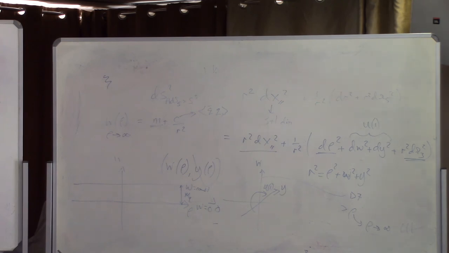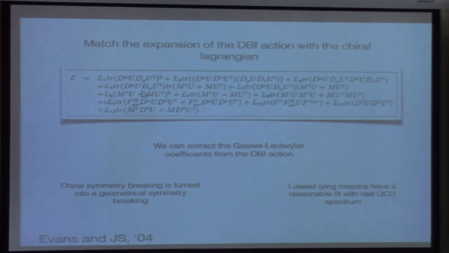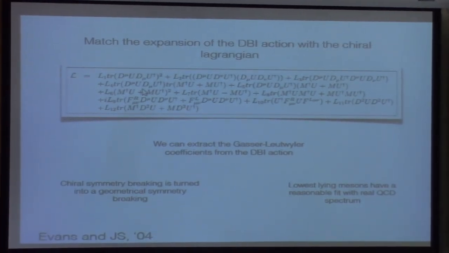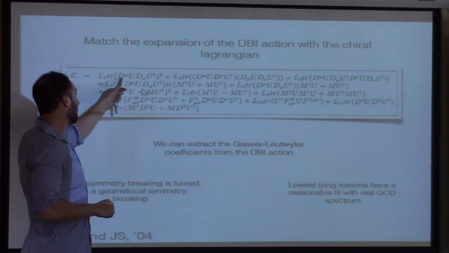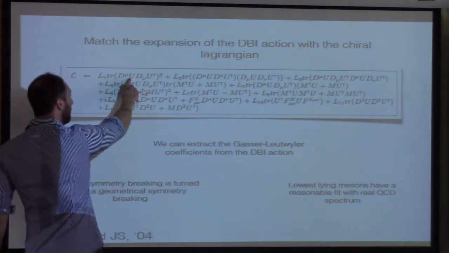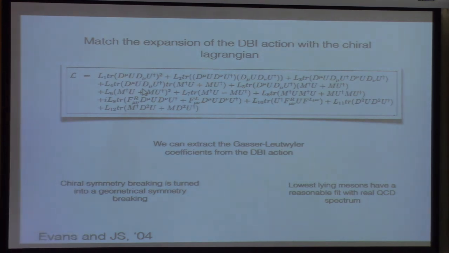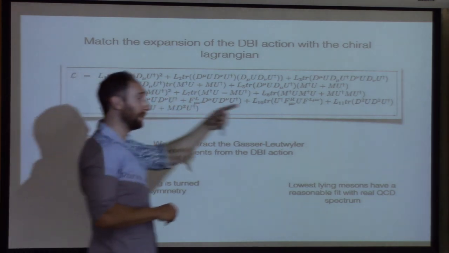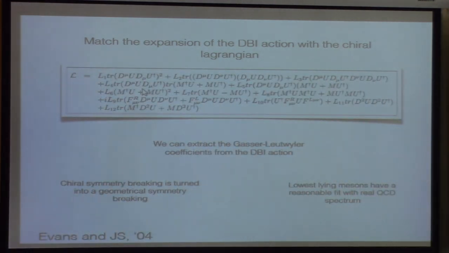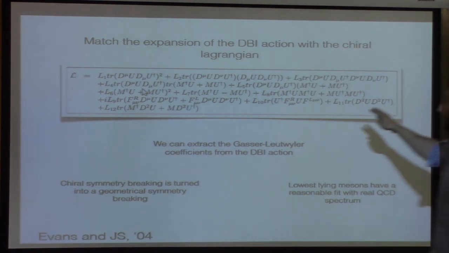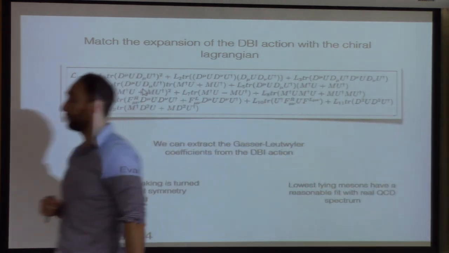And in fact, it turns out that the effective theory of the D7 brane matches very nicely with the chiral Lagrangian. Now, the chiral Lagrangian is an effective theory of pions and vector mesons, and we can match up the so-called Gasser-Leutwyler coefficients, which are the coefficients in front of each term. Here, U is an exponentiated pion operator. So you can expand this and match up coefficients between the DBI action, including the gauge field in this Constable-Myers geometry, and the effective field theory of pions, and you actually find there's a really nice match.